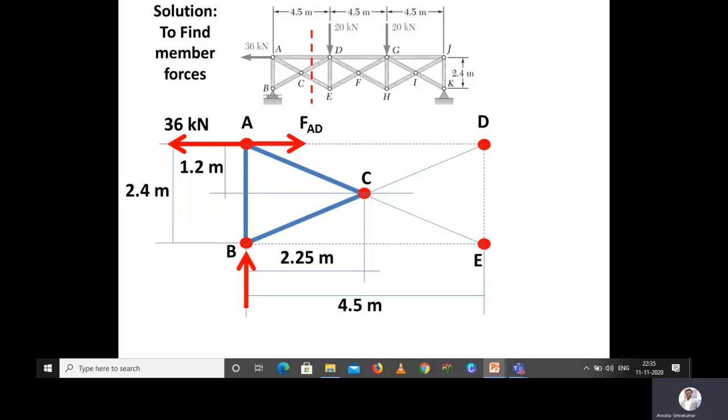Similarly, at point B, we have already calculated the reaction By, that is 26.4 kilonewton. And then we are having a force at point D, that is nothing but the member force FCD, and then we are having another force at point E, that is the member force FCE. So hope you got everything clear now. So now we are going to calculate the member force of AD, CD and CE, okay, as per the given problem.